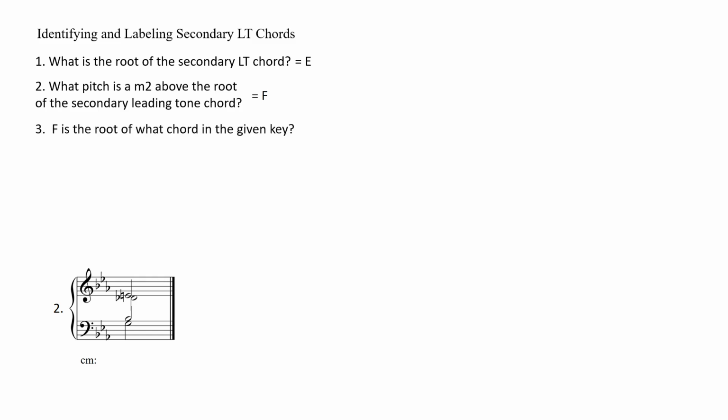Finally, F is the chordal root of what chord within the given key? F is the root of the 4 chord in the key of C minor. Therefore, the proper label of the given chromatic chord is 7 fully diminished 6/5 of 4. Now for the voice leading.